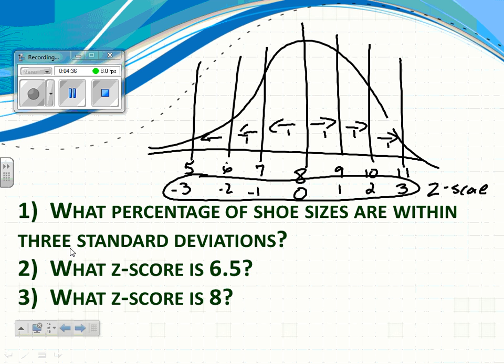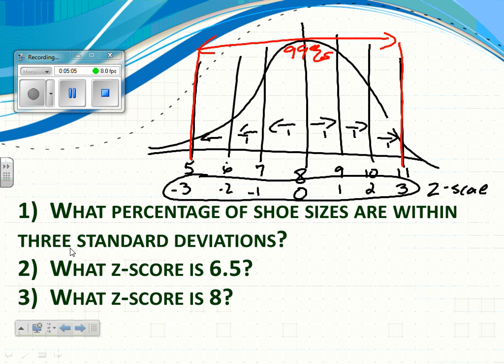So now that we have this, let's answer some questions. First of all, I want to know what percentage of shoe sizes are within 3 standard deviations. That means within 3 steps to the right and 3 steps to the left. So we've already talked about this. Here's your 3rd step to the right. Here's your 3rd step to the left. How many of our numbers are going to be between these? 99%.